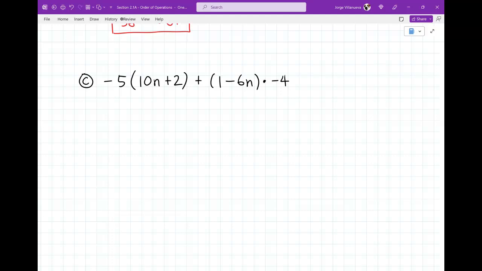All right, so can I do anything inside any of the parentheses? No, I can't. I can't combine 10n plus 2. I can't do that. I can't combine 1 minus 6n. I can't do that. But what can I do? Distribute, right? I can multiply, I can distribute. So let's do that.